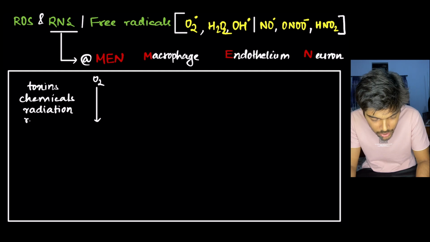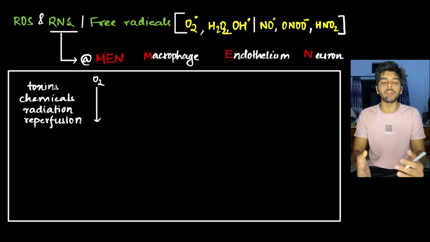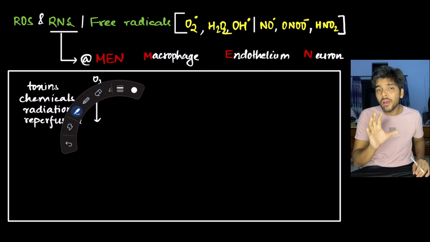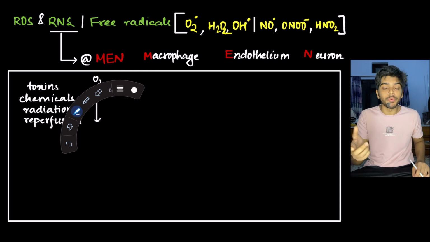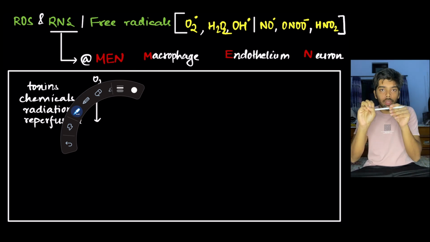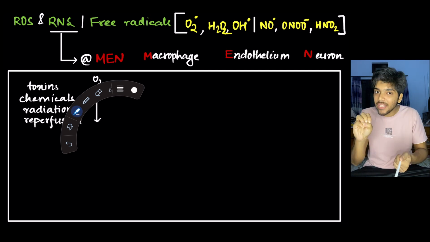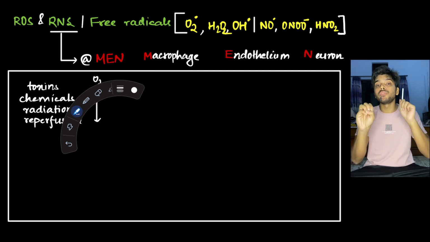Also reperfusion. Reperfusion injury is also associated with reactive oxygen species. What is reperfusion? First, perfusion refers to blood flow, supply of blood to tissue. Let's say you have a tissue here to which a certain blood is flowing. All of a sudden, this blood flow is restricted. There is obstruction in the blood flow. As a result, the tissue goes through ischemia. That is, the perfusion is stopped.